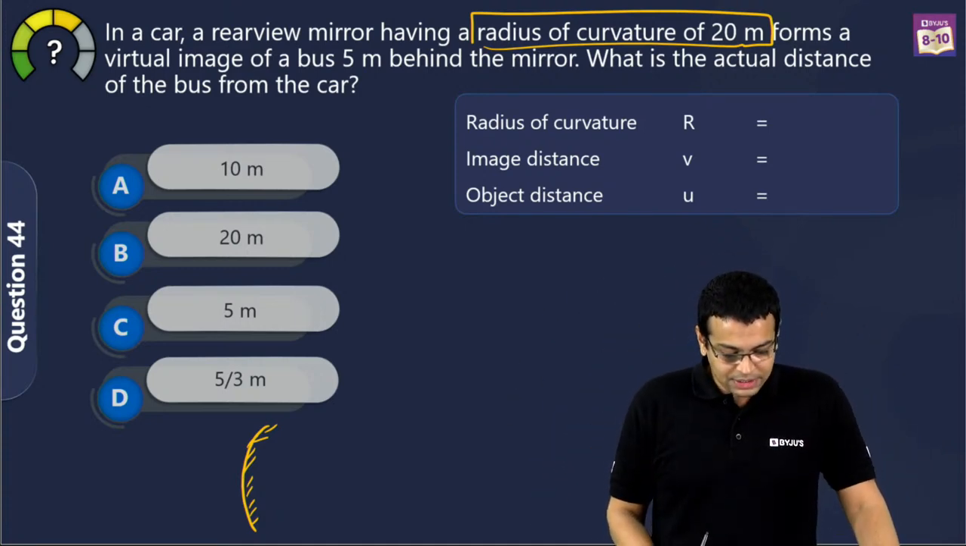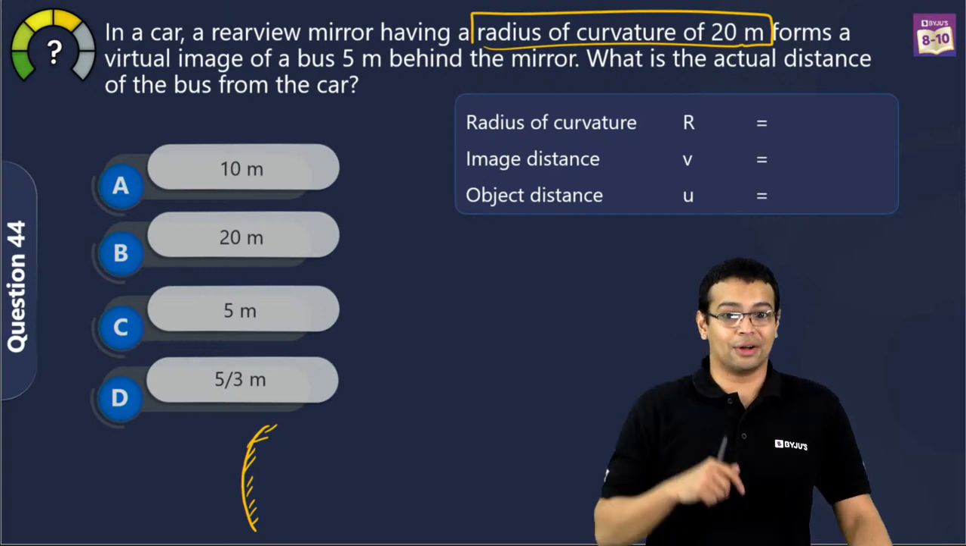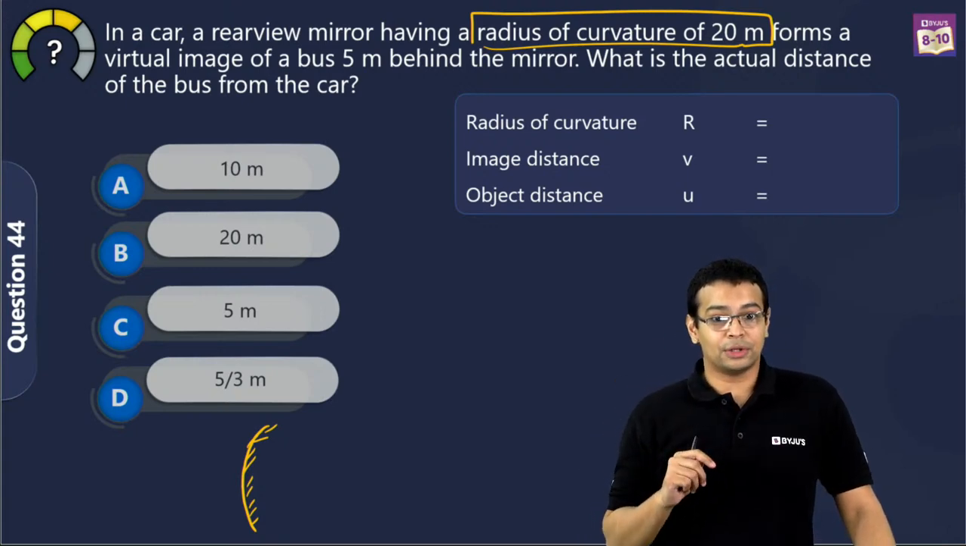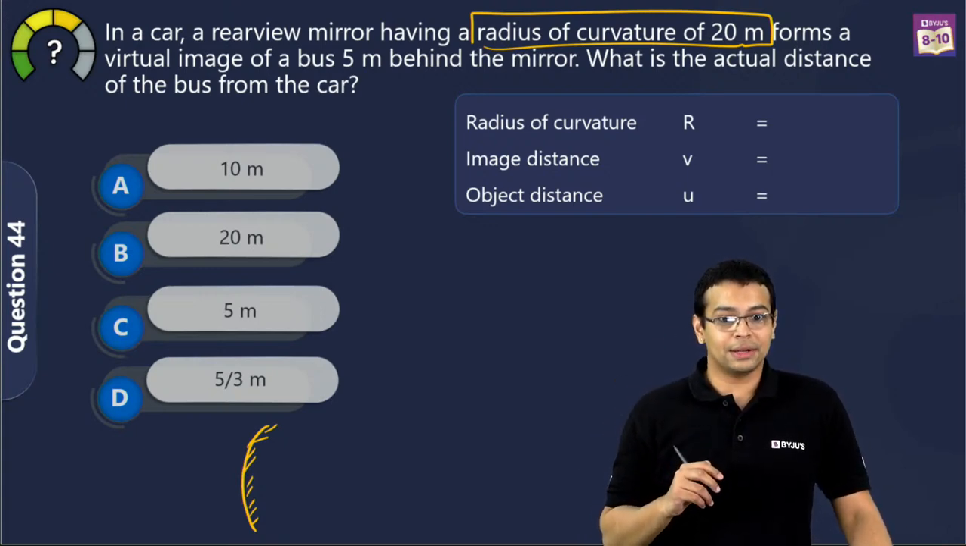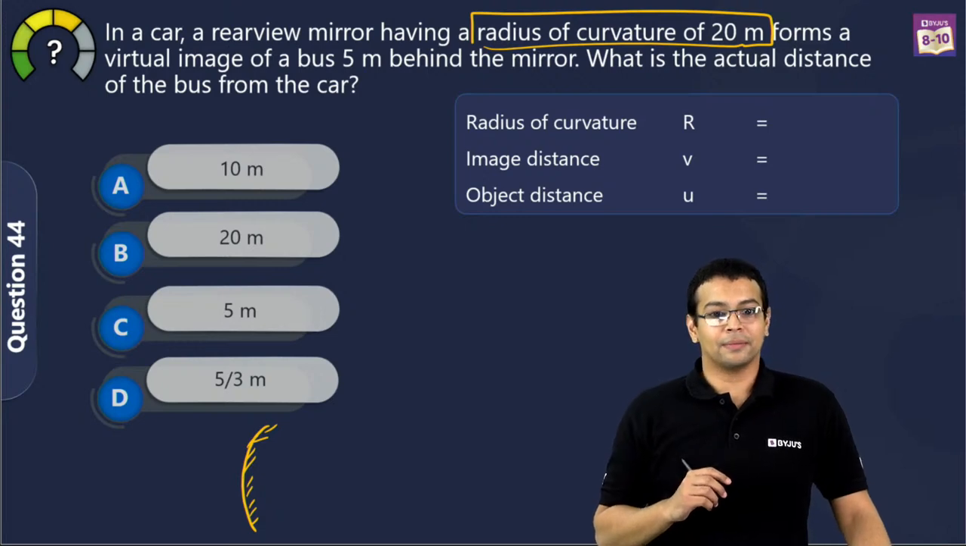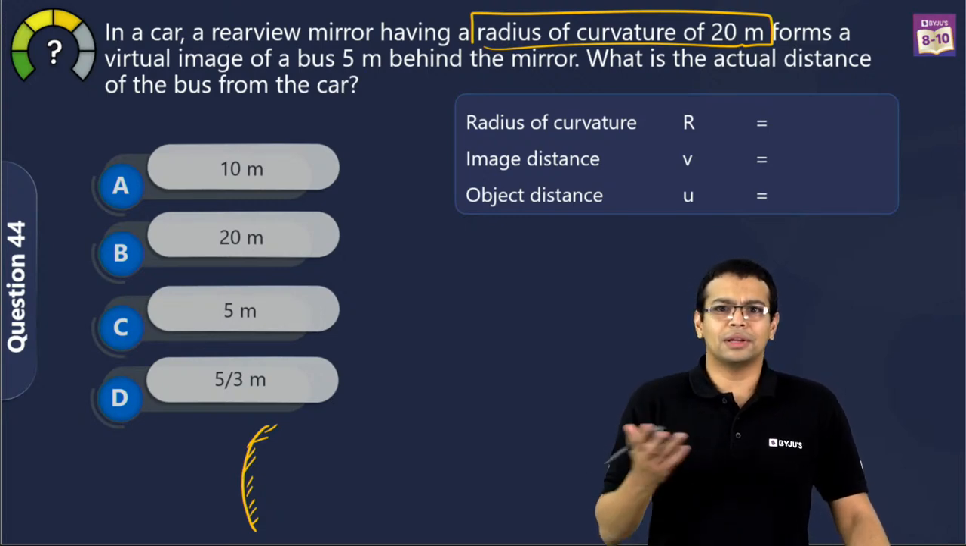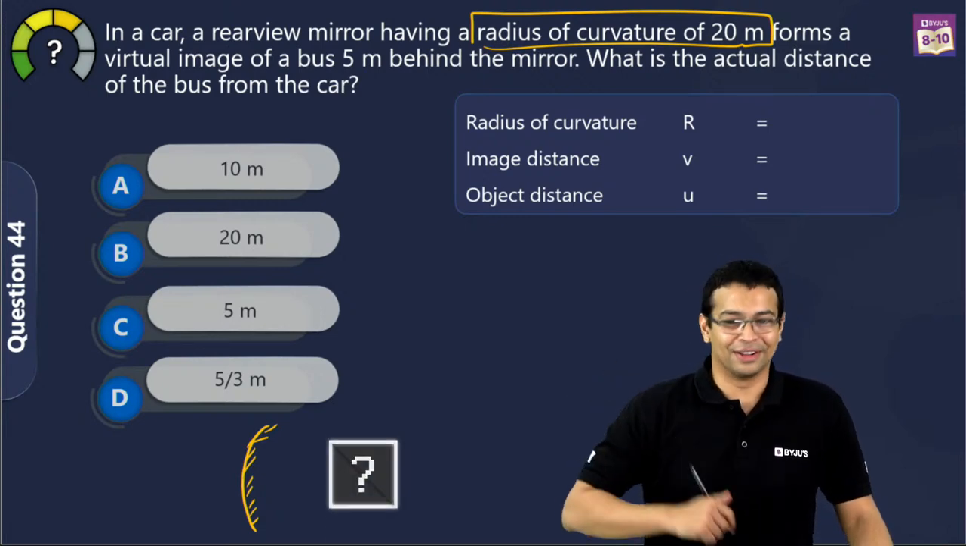Someone said this is a convex mirror. Awesome. Everybody said this is a convex mirror. Cool. Super. Somebody says Aditya Krishna 3. I'm like, cool. It is a mock exam after all.